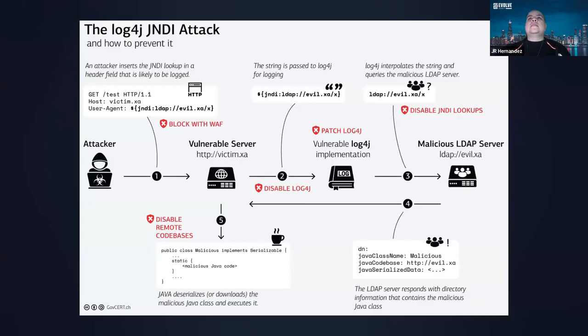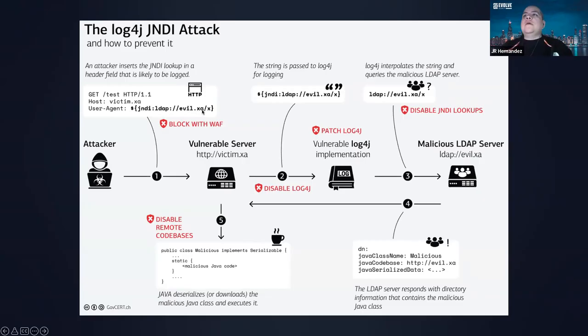And this GET request, if you can see the GET request here, it's getting the test page, and it's giving you the host victim XA, right? That's the vulnerable server. But the user agent is kind of odd. Does this look familiar to anybody? That's actually a JNDI lookup, right? And it's doing an LDAP search to an external server that we do not control.